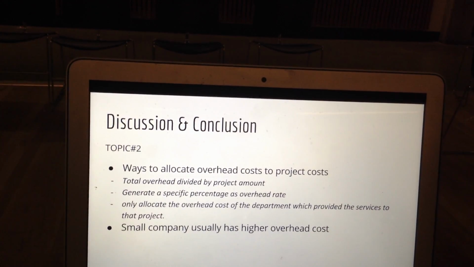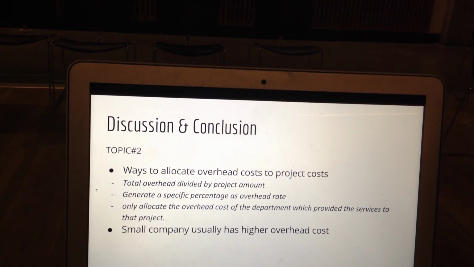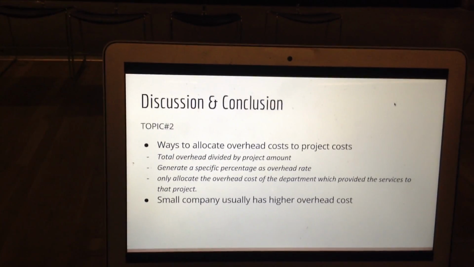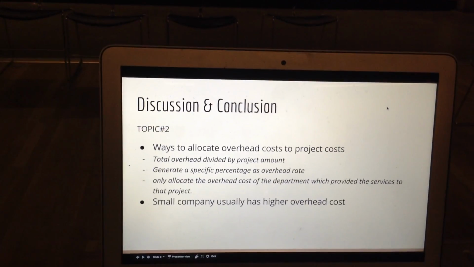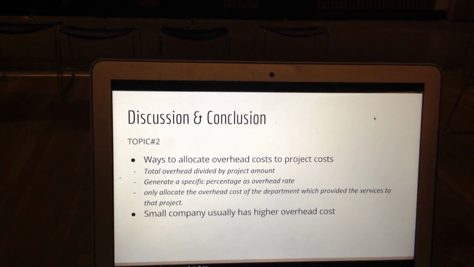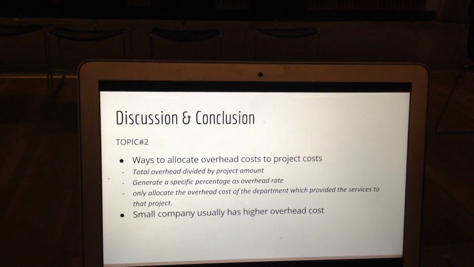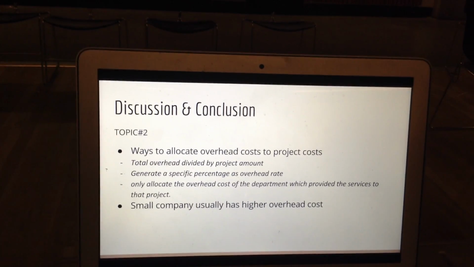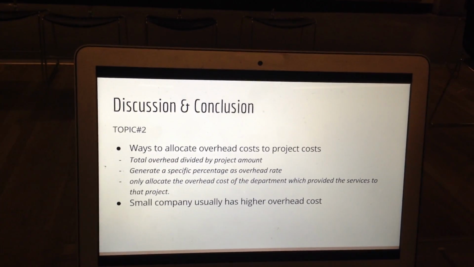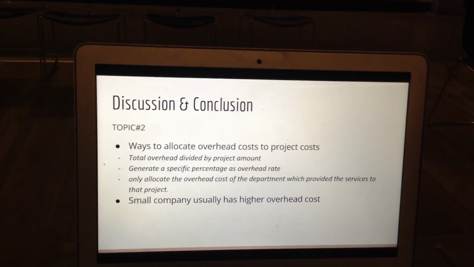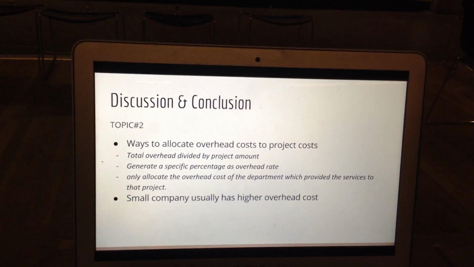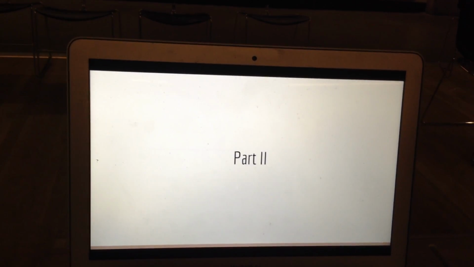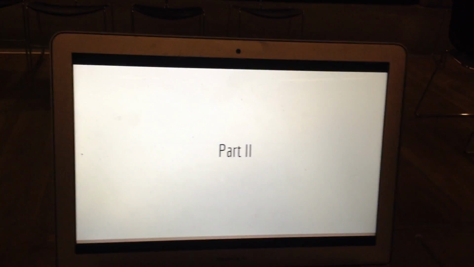For the larger companies, they might anticipate a certain amount of cost that will be allocated to the project, but it will just be a partial amount. They will only allocate the cost to the project for those overhead services as the services have been provided directly to that project. And the second conclusion we have is that the small company usually has higher overhead costs because they don't have many projects on their side. So that's it for part 2.